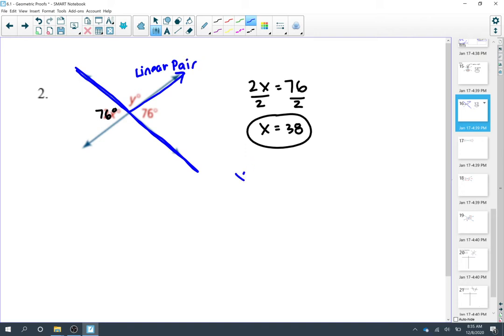So I know y plus 76 has to be 180 degrees. If we solve that, we're going to subtract 76, which is going to give us, like, 104? So if y is 104, then I know this is 104. And if this is 104, then I know this is 104 because vertical angles are equal.